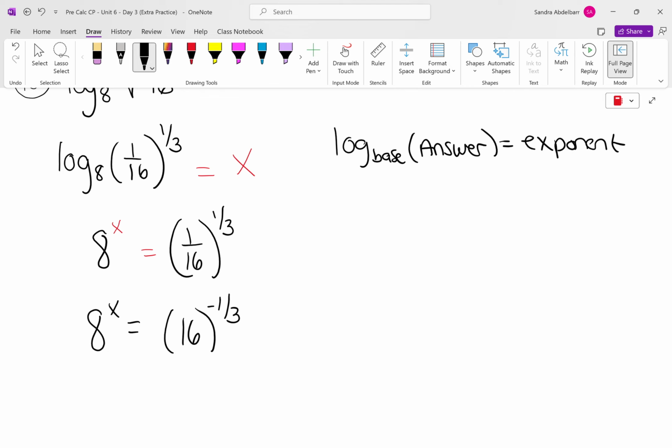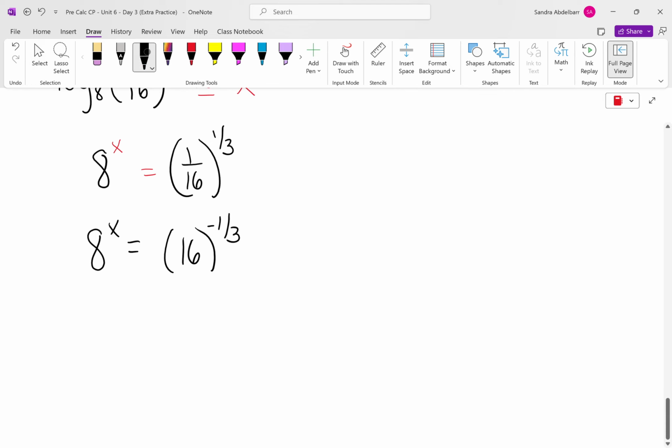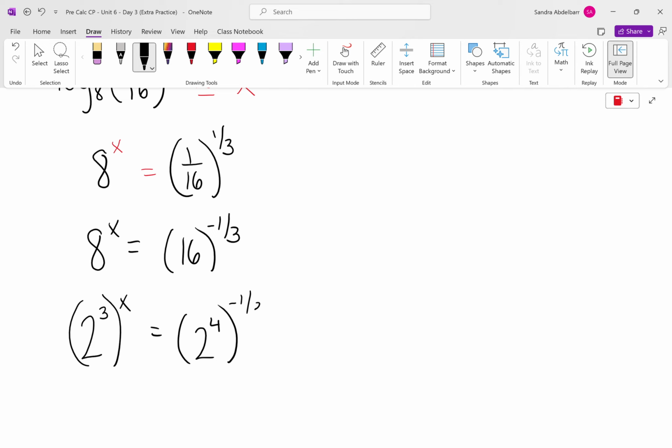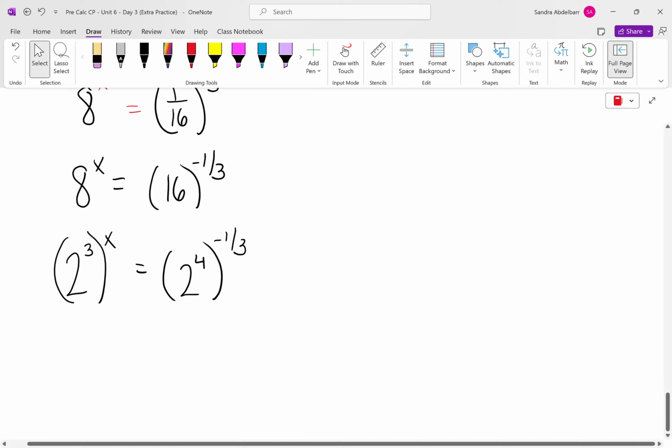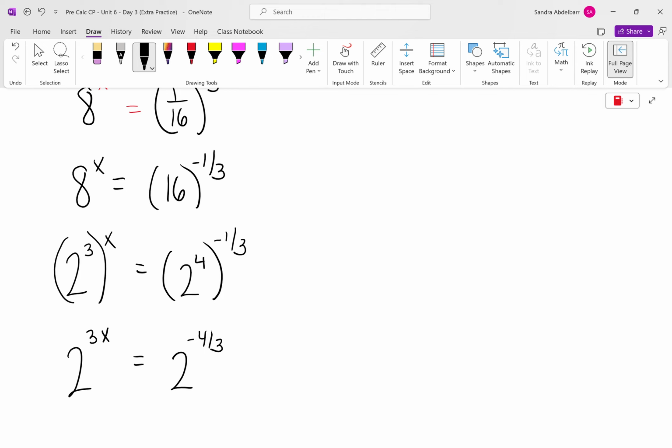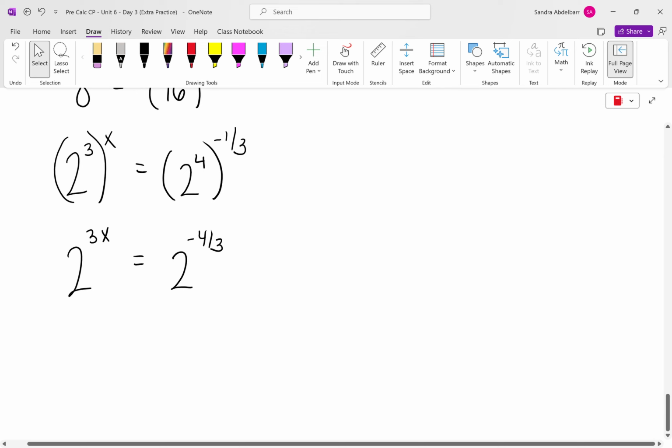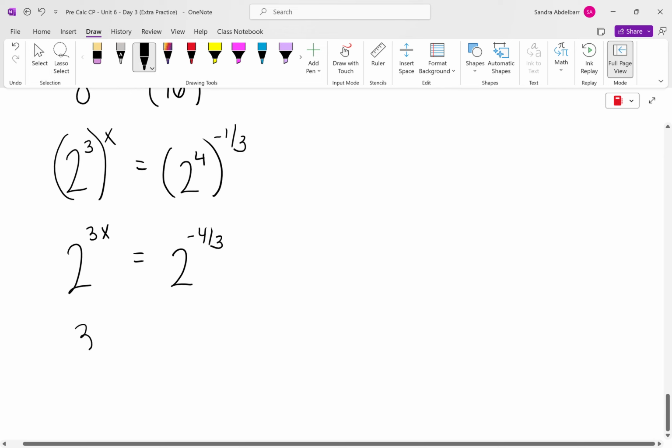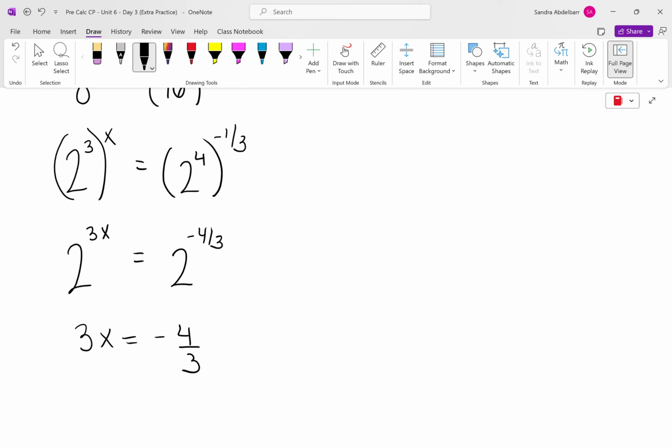I want to change them both into the same base. Matt, what base should I change them into? 2. So this is 2 to the 3rd raised to the x, and 16 is 2 to the 4th raised to the negative 1/3. Power to a power, we multiply, so this is 2 to the 3x equals 2 to the negative 4/3. Can I now set their exponents equal? Yeah, so now it's 3x equals negative 4/3.